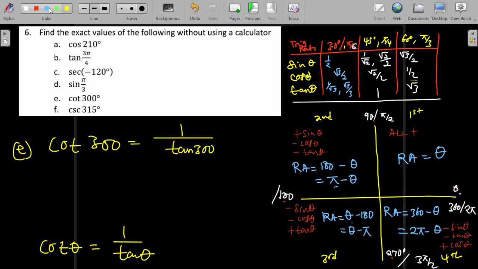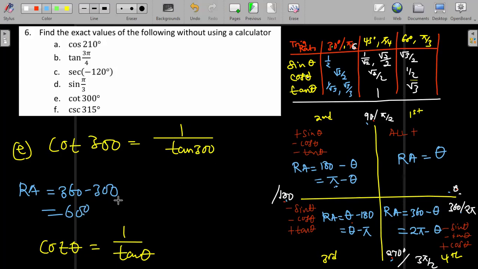But now the 300 is where? This is 0, 90, 180, 270, 360. So the 300 is somewhere there. So it's in the what? Fourth quadrant. So how do you find your reference angle in the fourth quadrant? It is 360 minus the given angle, which will just be 60 degrees. Okay. So the 300 here will be equivalent to 60 degrees.